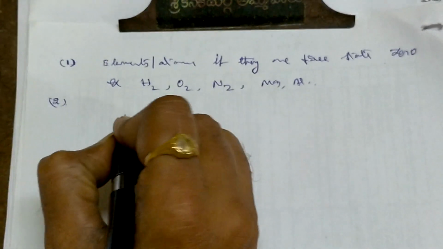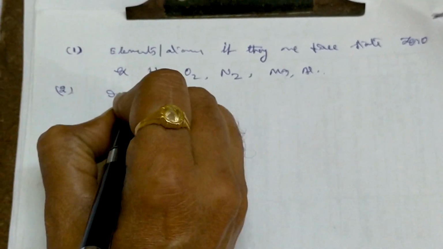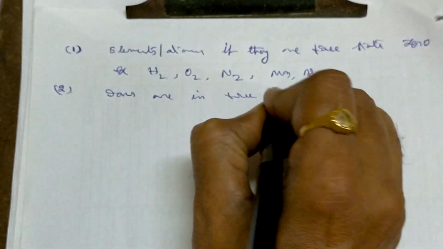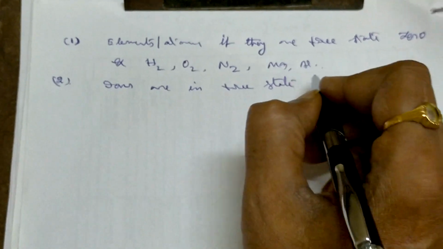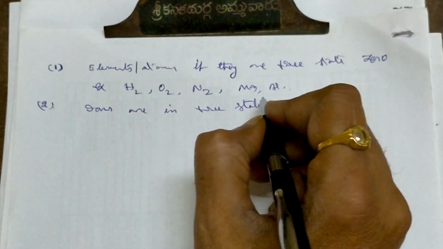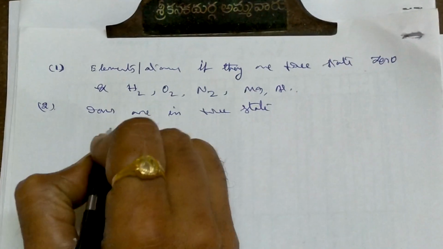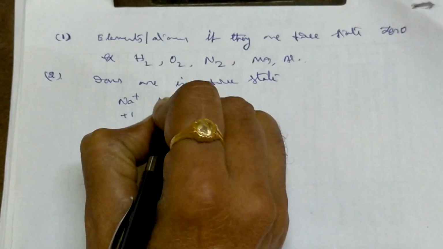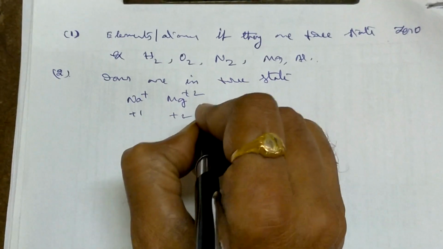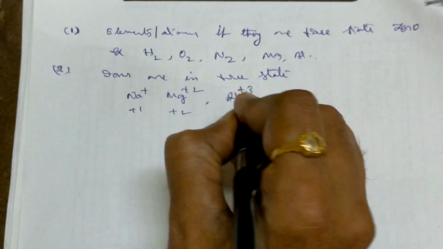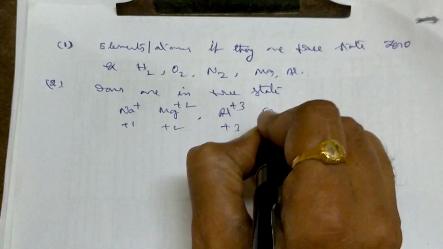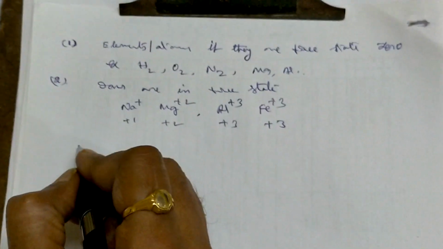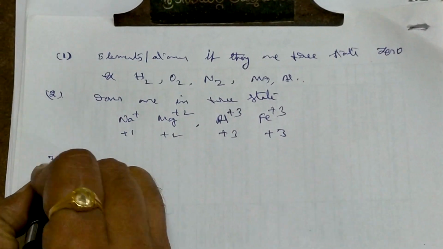Rule number 2. If any ions are in free state, their oxidation number is the same as their charge. Example: sodium plus means +1, magnesium plus 2 means +2 oxidation state, aluminum plus 3 means +3, iron plus 3 means a +3 state. There is no exemption for this either. Similarly for alkalis and others.